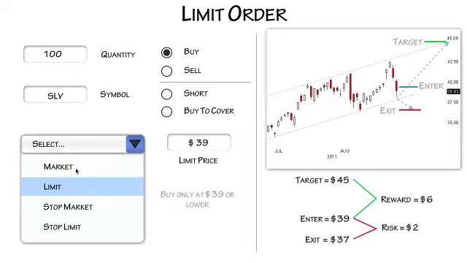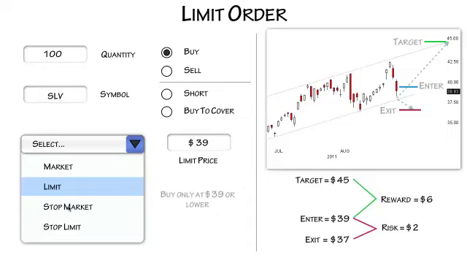Limit orders, people think, okay, I'm not going to pay too much, but again, they're buying stocks that are going the wrong way, because 39 or lower means it could be getting lower. I don't want to have that. I want stocks getting higher as I buy them, right?